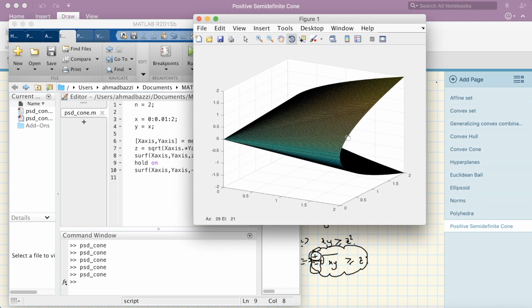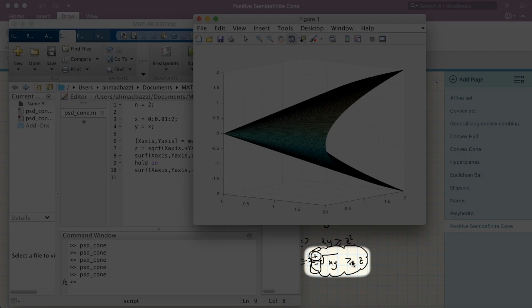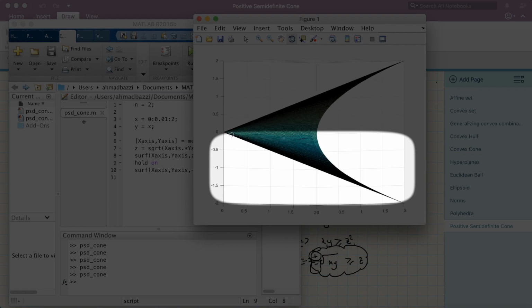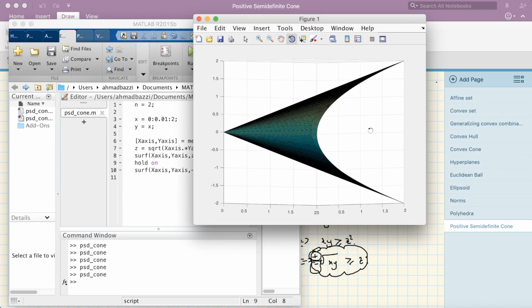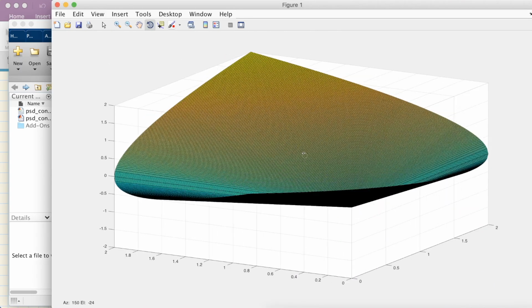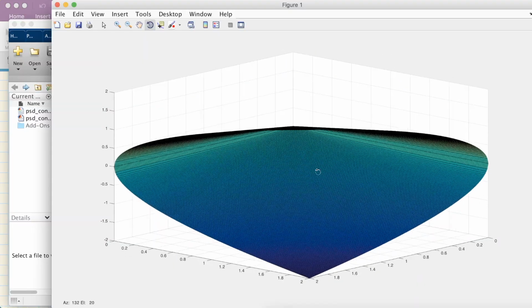Yeah, so this is the positive part over here when we said that z is less than the square root of xy, and the one below here is the negative part. So if I extend it, this is how it looks like. So that's why it's called a cone, right? It's not any cone, it's a positive semi-definite cone.